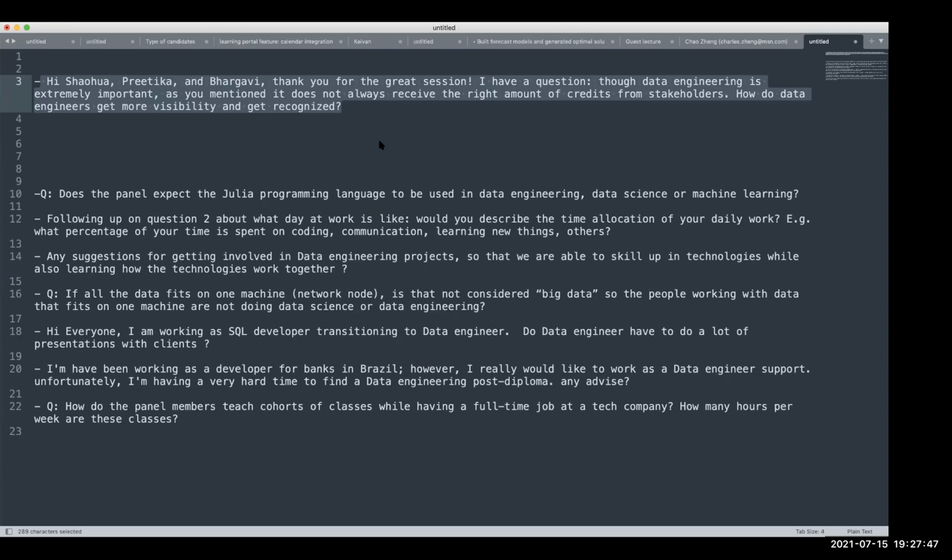Bhargavi, do you want to go next? Yep. So one of the points, like what Pritika mentioned, I agree with it. But there is a point that I would like to add as well. We talk about the data scientist, data analyst, whose primary goal is to give actionable insights from the data. But for that they need the right amount of data, and most of the real-time data that we have is very messy.